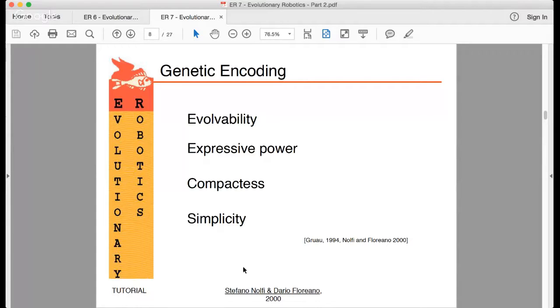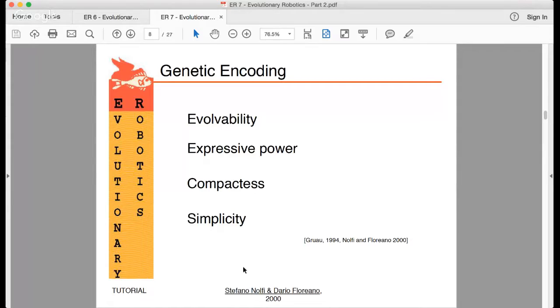So back to genetic encoding. In most cases, the phenotypical characteristics subjected to evolution are encoded in a uniform manner so that the description of an individual at the level of the genotype assumes the form of a string of identical elements. Could be binary numbers. The transformation of the genotype into a fully formed robot is called the genotype to phenotype mapping.